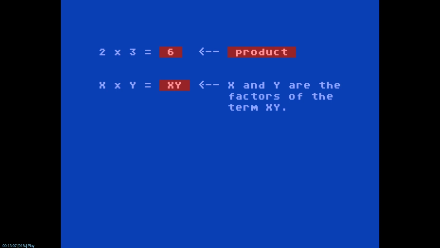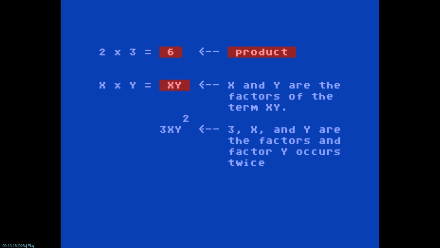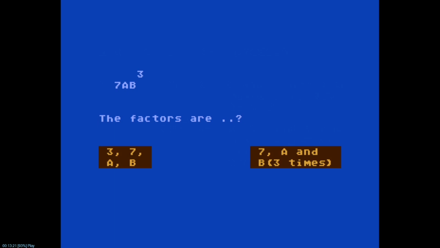You remember that when you multiply 2 times 3 to get 6, we call 6 their product. X times y gives the product xy. X and y are called the factors of the term xy. In the term 3xy squared, 3x and y are the factors. And the factor y, of course, occurs twice. What are the factors of 7ab to the third power?